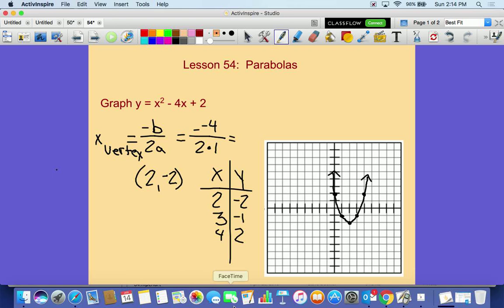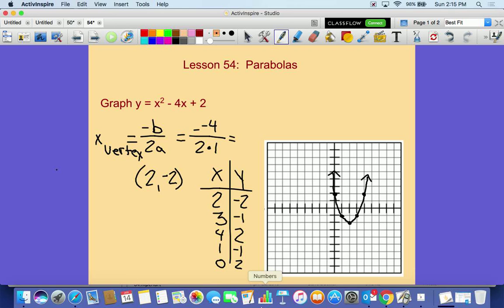Then we need to pick some points that are just smaller than the vertex. So if we throw a 1 in there, we know that 1 squared is 1, minus 4 is negative 3, plus 2 is negative 1. Here's that point. And then throw a 0 in there. 0 squared is 0, minus 0 plus 2 is 2. And there is our last point that we got from the pattern. I'll repeat the pattern again: because this a value is 1, the pattern is over 1, up 1, over 2, up 4. And there's our graph from that.